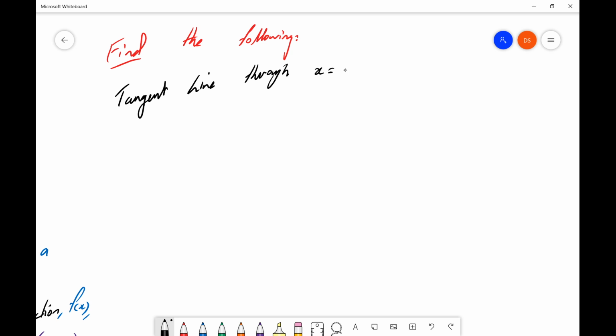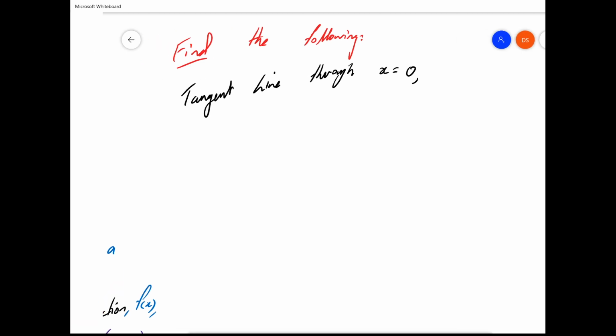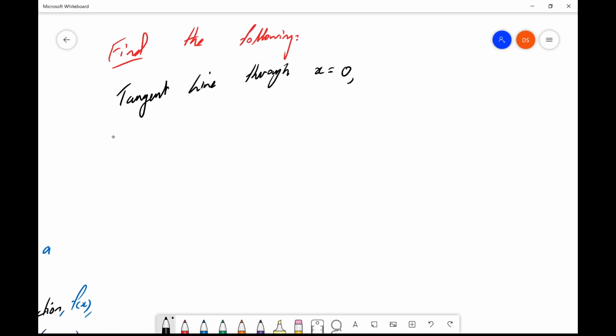X equals 0. Through x equals 0 of f of x equals sine of x. Not bad.